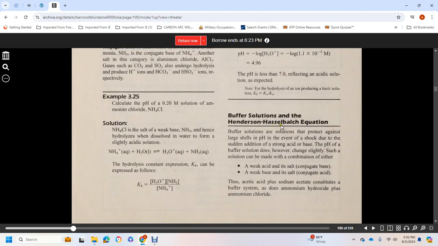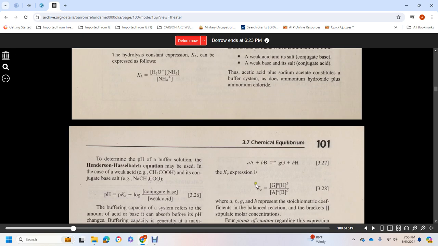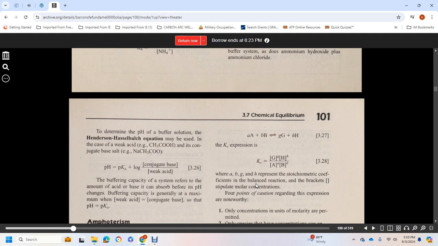Buffer solution, Henderson-Hasselbalch equation. A buffer solution protects against large pH changes upon the addition of a strong acid or strong base. The pH of buffer solutions changes only slightly. Such a solution can be made from a combination of either a weak acid with its conjugate base, or a weak base with its conjugate acid salt. Acetic acid plus sodium acetate constitutes a buffer system, as does ammonium hydroxide plus ammonium chloride. The pH of a buffer solution is determined with the Henderson-Hasselbalch equation, using the Ka of the weak acid and the conjugate base salt.